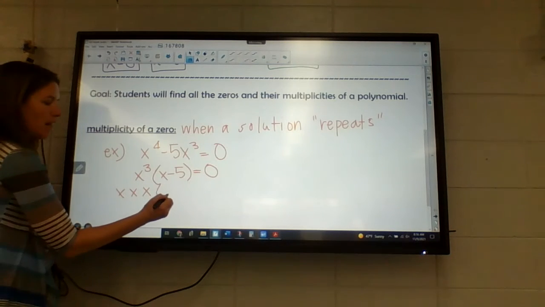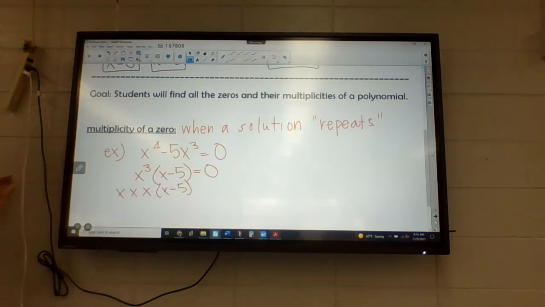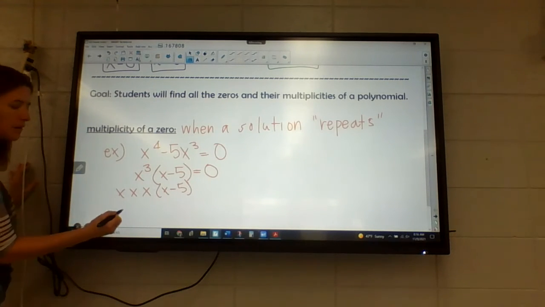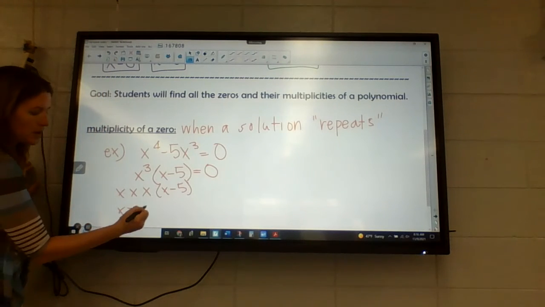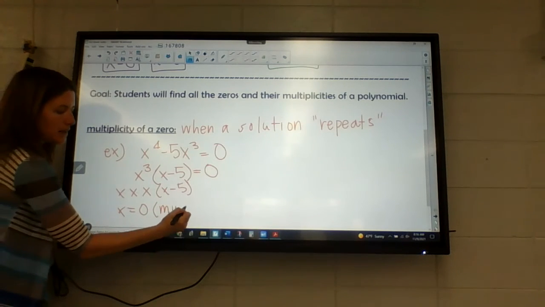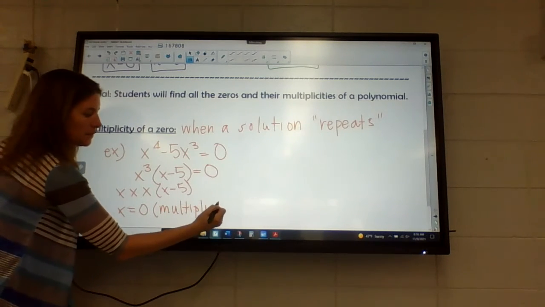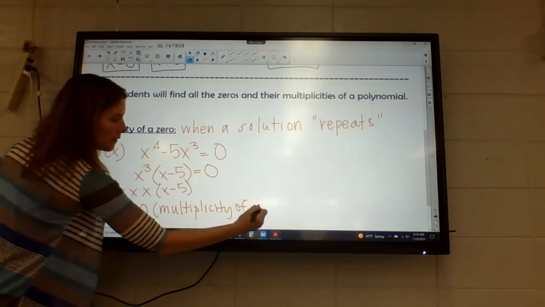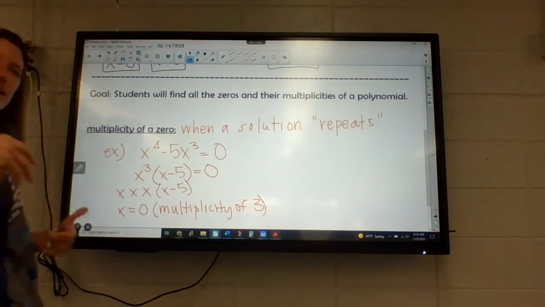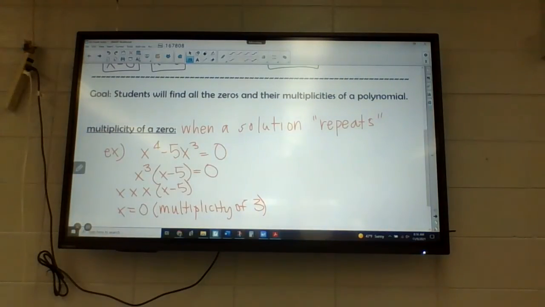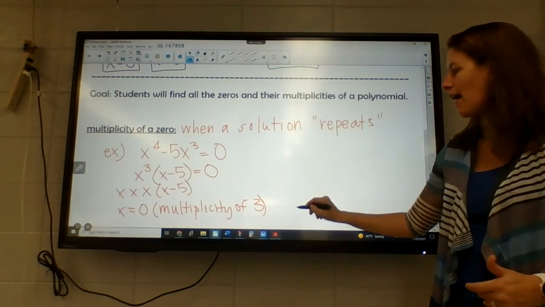So if I really wanted to solve this and tell you all the answers, I could say x is 0 and 5. However, really x is 0, it would have a multiplicity of 3, because technically 0 could happen 3 times in this problem. Now typically we wouldn't write that, we wouldn't really care about that. I just want to know the answers. X is 0 and x is 5.